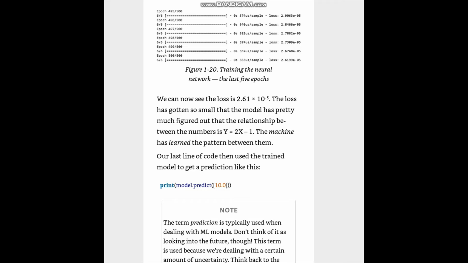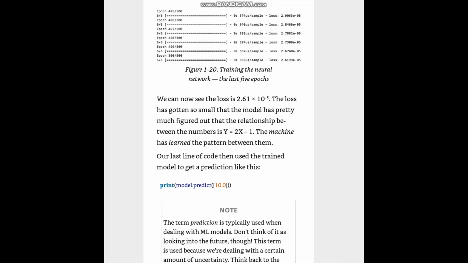Now we can also see that by the time 500 epochs are done, the loss is around 2.61 times 10 to the power minus 5. The loss has gotten so small, which means our guess is getting closer to the actual value, meaning the machine has learned the pattern between x and y. So it's time to use model.predict to predict for a new value of x that the model hasn't seen before.